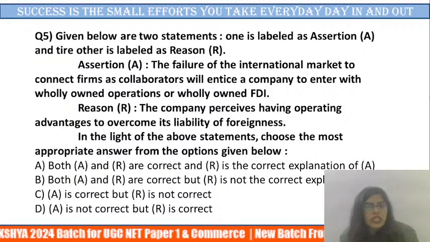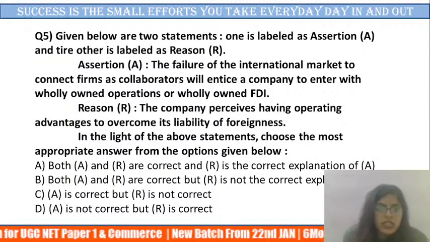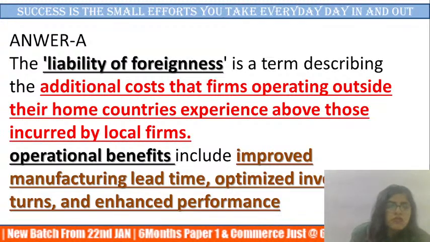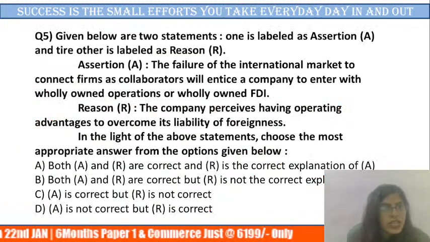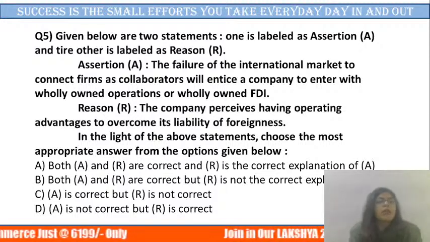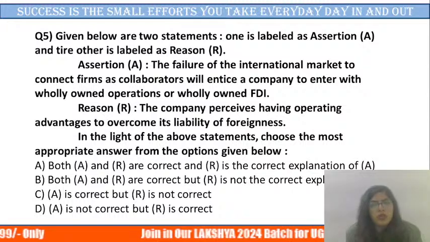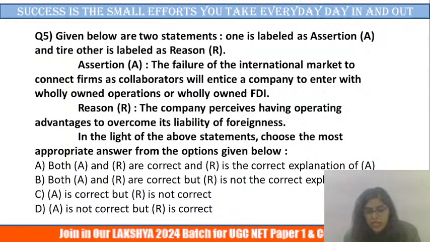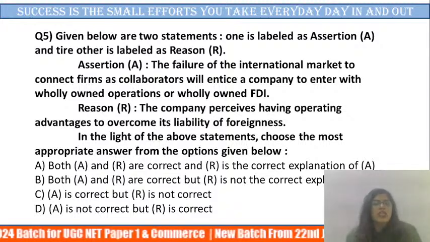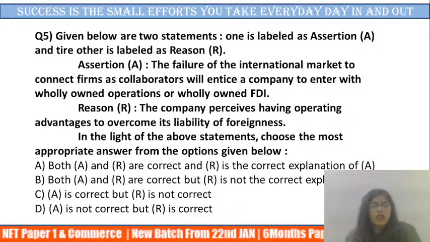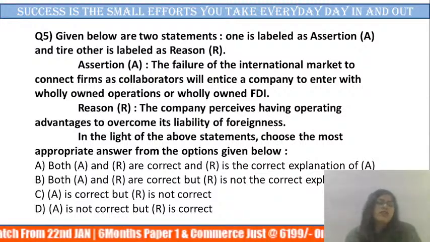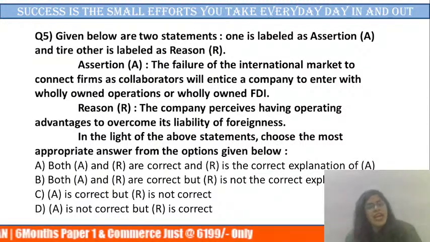Okay, as nothing negative has been given in these two sentences, the answer is A only. So first we are going to understand statement 1 and then statement 2. What is the statement telling us? That due to the international market's inability to connect firms as collaborators, it is a failure of the international market that they are unable to connect with the firms as collaborators, this will entice a company.